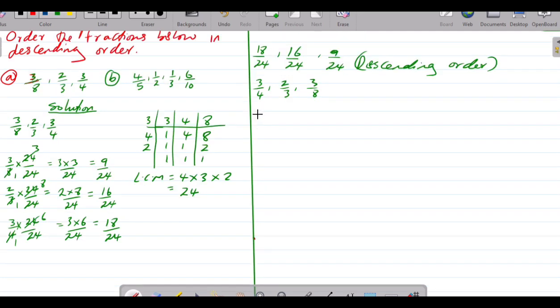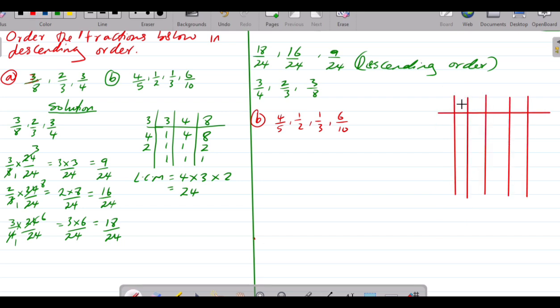Okay, so let's move to the second question, which is 4 over 5, 1 over 2, 1 over 3, and 6 over 10. So to proceed with this ordering of fractions, we have to find the lowest common multiple of the numbers given to us here. So we have 2, 3, 5, 10. To find the LCM, let's divide through by 2. We have 2 in 2, 1. 2 cannot go in 3, you write your 3, 5. 2 can go in 10, 5 times.